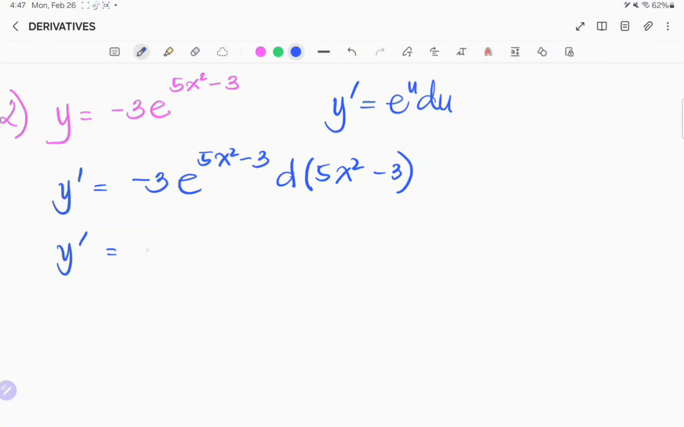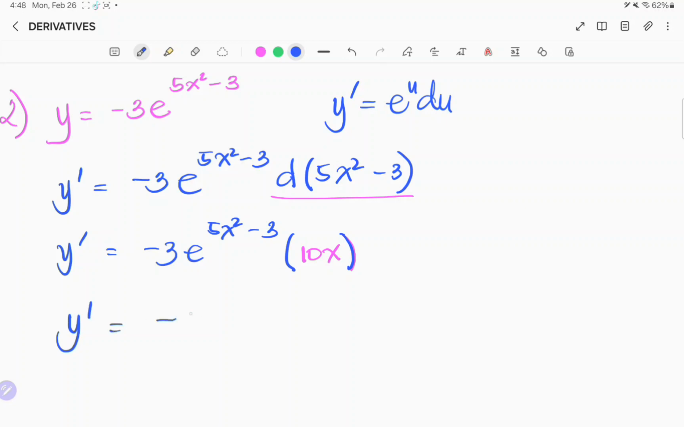Now the derivative of 5x squared minus 3, the derivative of this will be 10x. We have to multiply this 10x to our numerical coefficient, which is negative 3. So our answer will become y prime equal to negative 30x e raised to 5x squared minus 3.